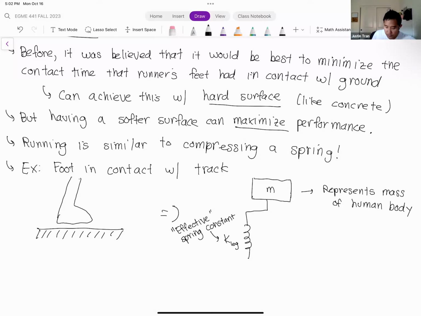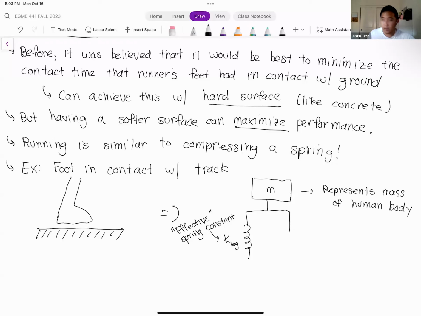Okay. So I want to make that clear. It's not actually a spring. You don't have a coiled spring inside your leg, but we can represent your leg as such. It's a simplification, but it's one that's useful in this setting.